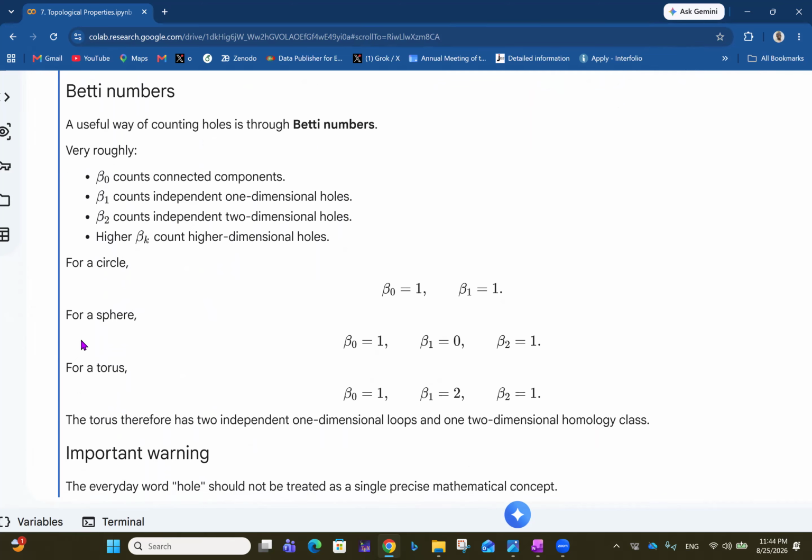Then for a sphere, beta naught is 1, beta 1 is 0, and beta 2 is 1. Then for a torus, beta naught is 1, beta 1 is 2, and beta 2 is 1. So the torus has two independent one-dimensional loops and one two-dimensional homology class.